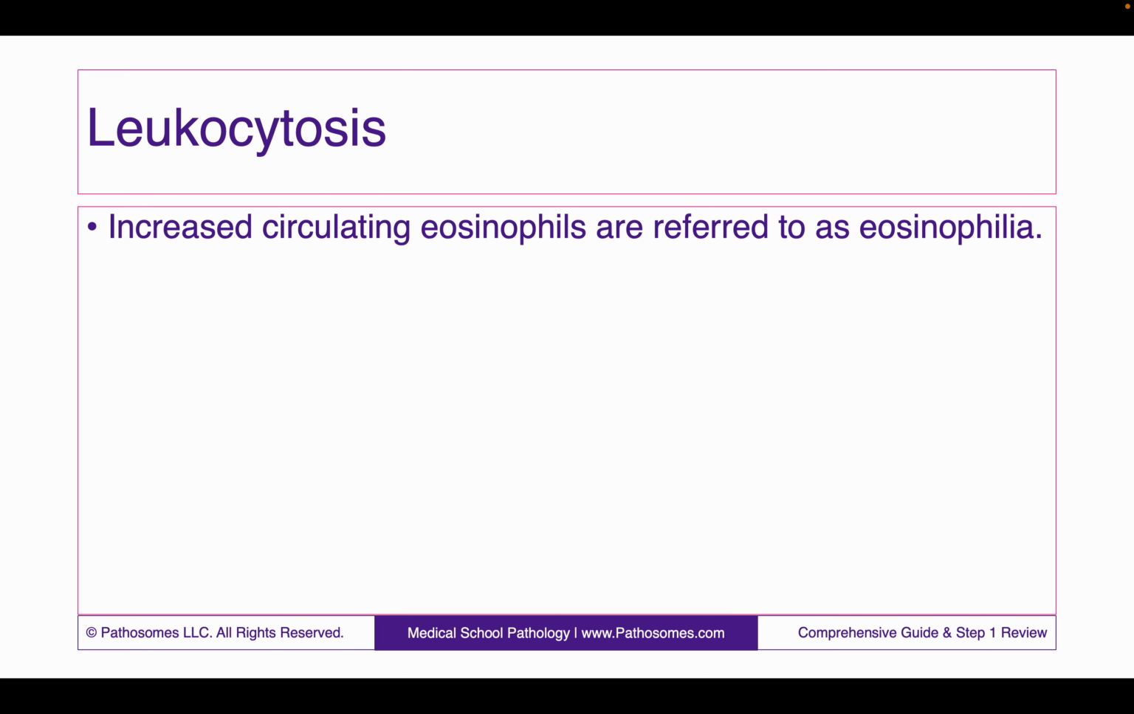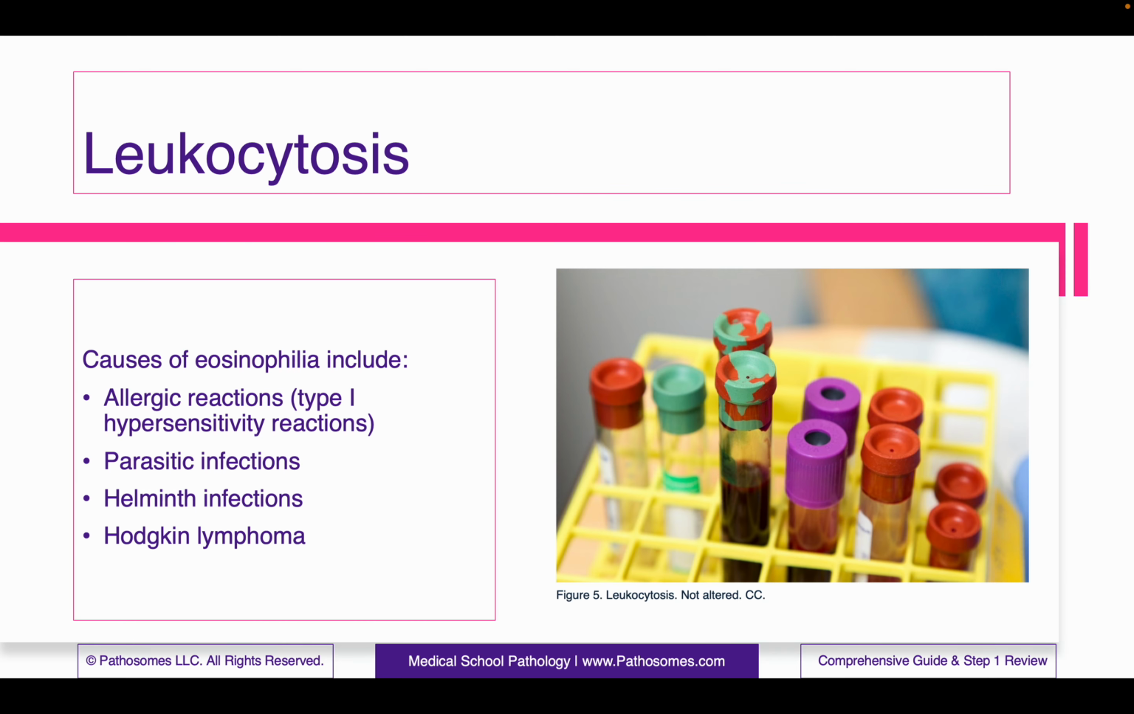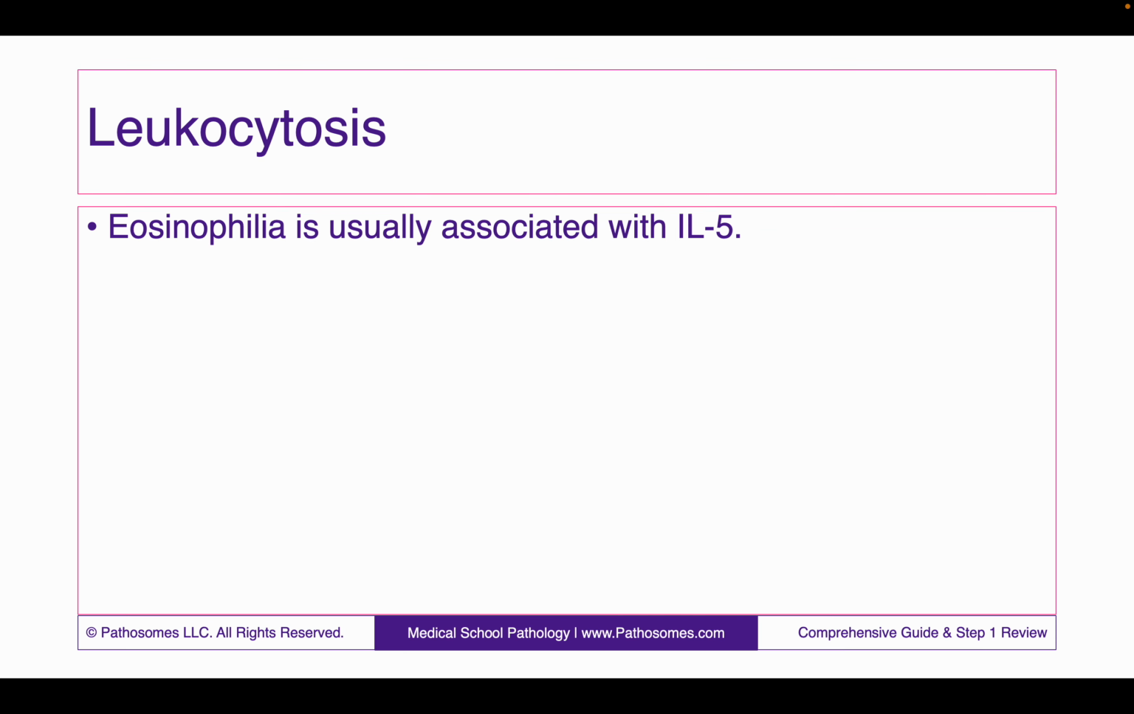Increased circulating eosinophils are referred to as eosinophilia. Causes of eosinophilia include allergic reactions, specifically type 1 hypersensitivity reactions, parasitic infections, helminth infections, and Hodgkin lymphoma. Eosinophilia is usually associated with interleukin 5.